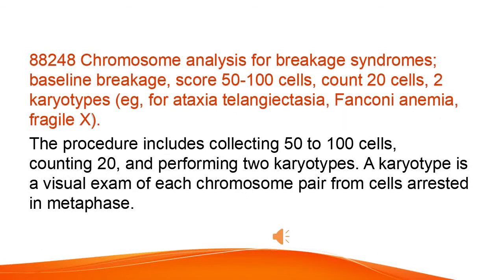Chromosome analysis for breakage syndromes, baseline breakage, score 50 to 100 cells, count 20 cells, 2 karyotypes, e.g., for ataxia telangiectasia, Fanconi anemia, Fragile X. The procedure includes collecting 50 to 100 cells, counting 20, and performing 2 karyotypes. A karyotype is a visual exam of each chromosome pair from cells arrested in metaphase.